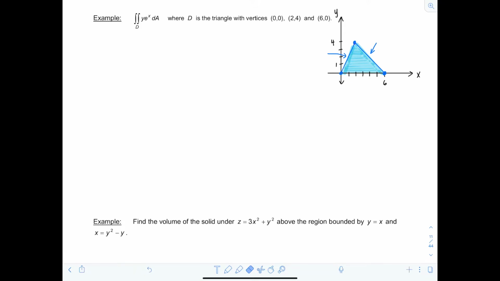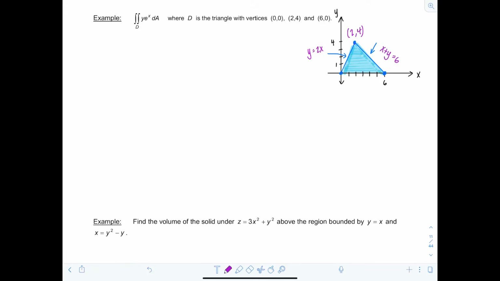So let's see, what are these lines bounding the region? This is at (2, 4), correct? So that means the slope is 2, the y-intercept is 0, so this is y equals 2x. And then on the other side, if that's at (2, 4) and this is (6, 0), the slope is negative 1, and I can tell the intercept is going to be 6. So that's x plus y equals 6.